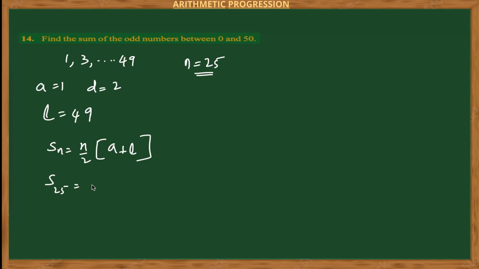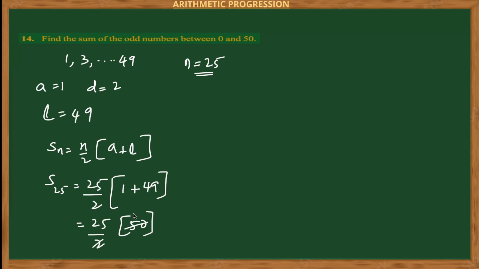So S of 25 is equal to 25 divided by 2 into a plus l. What is a? It is 1 here. What is l? The last term is 49. So 25 divided by 2 into 1 plus 49, which is 50. 2 into 25 is 25, 25 times 25, it's the square, 625. So S25 value is equal to 625.